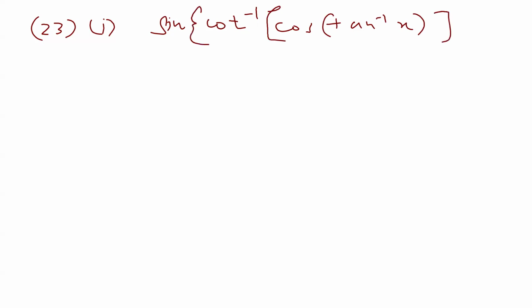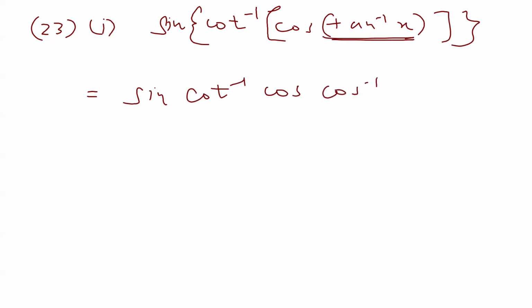Sub question 1. Sine of cot inverse cos of tan inverse. So this is the problem. We'll put a few brackets over here, so it looks very systematic. Look at the round bracket first. So we'll convert this into cos inverse. So cot inverse of cos inverse.